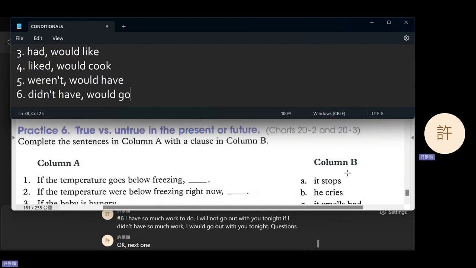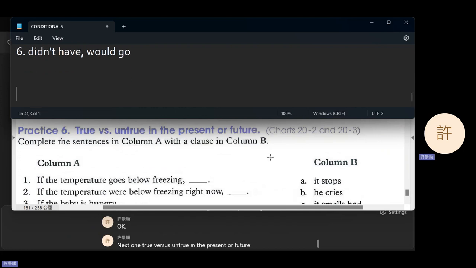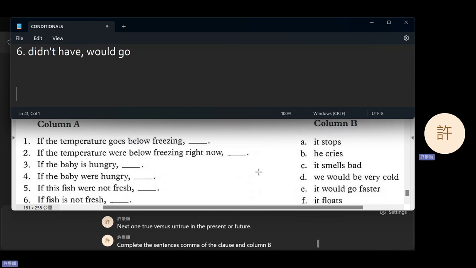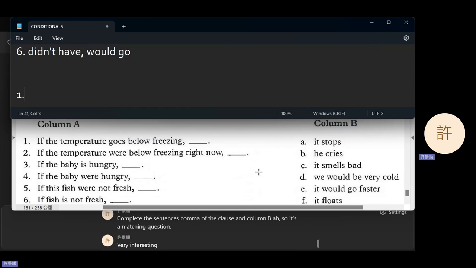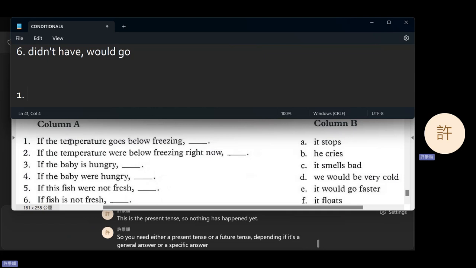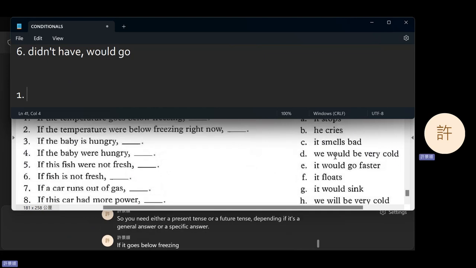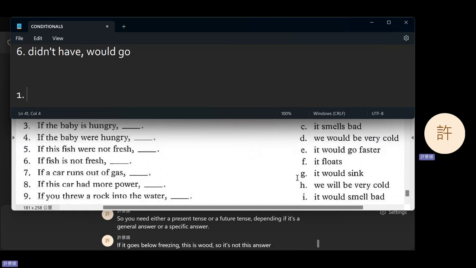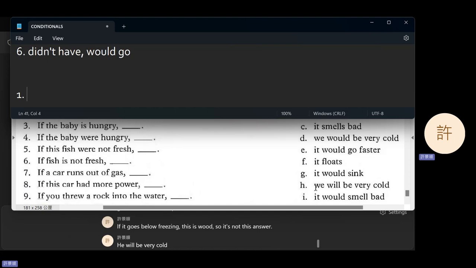Okay, next one. True versus untrue in the present or future. Complete the sentences in column A with the clause in column B. So it's a matching question. Very interesting. Number one, if the temperature goes below freezing, has anything happened yet? This is the present tense, so nothing has happened yet. So you need either a present tense or a future tense, depending if it's a general answer or a specific answer. If it goes below freezing, this is would, so it's not this answer. He will be very cold. Makes sense, future tense. Looks like the answer is H.